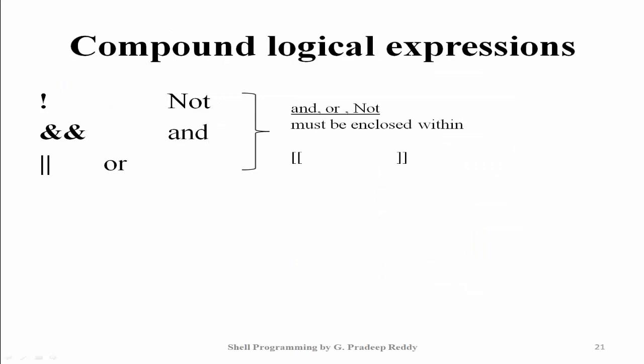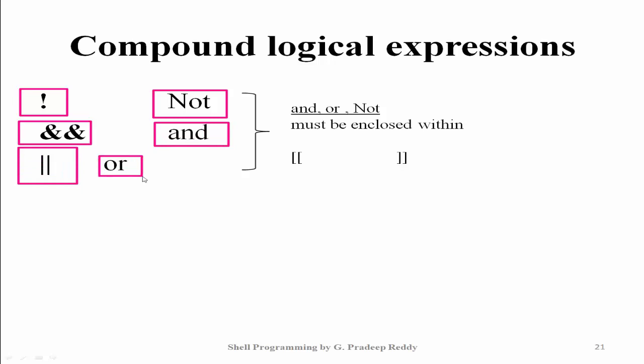Next one is compound logical expressions. Here you are using the logical symbol not, logical and for and, and or for or. Basically it must be enclosed within square brackets. If you are going to use and, both A and B should be true, and then it is going to be executed.